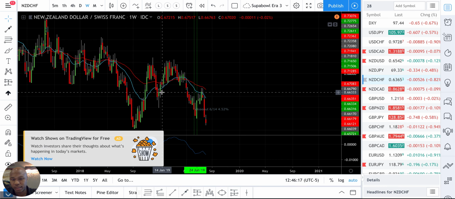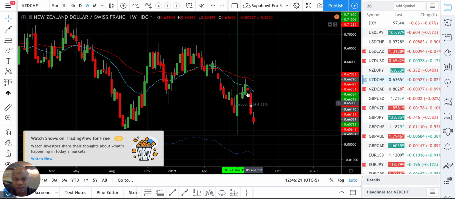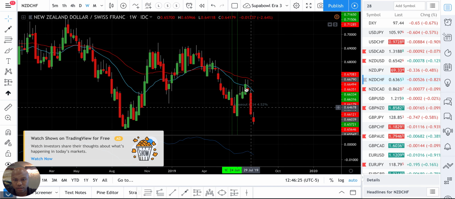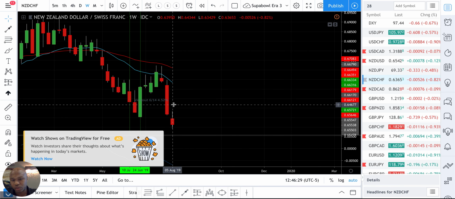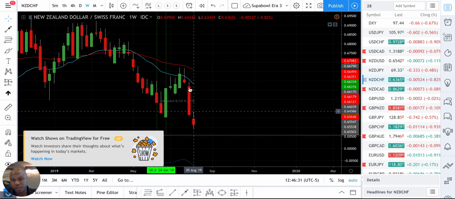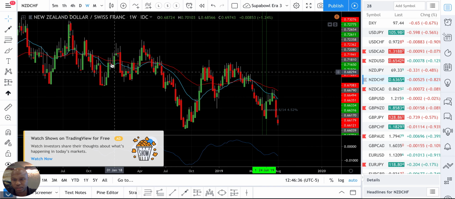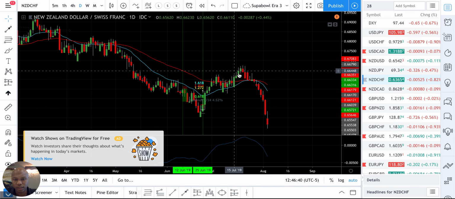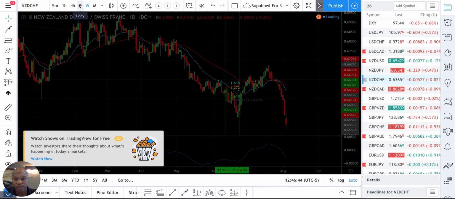Interesting thing to look at, NZD CHF. Definitely a beautiful entry that could have been had here on the 22nd. It looks like we came up, kissed this level, and bounced right off of it with a huge bar. So that's like a quick little day trade situation. That's a weekly bar, so on the daily it looked like this. Not as beautiful, but on the weekly it was there.